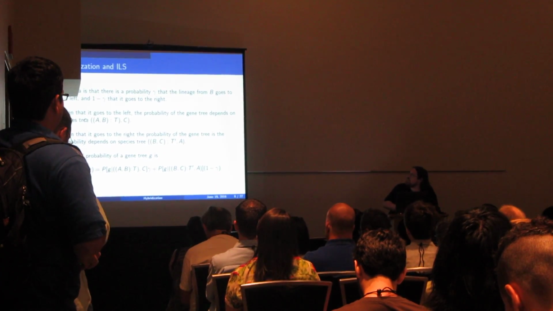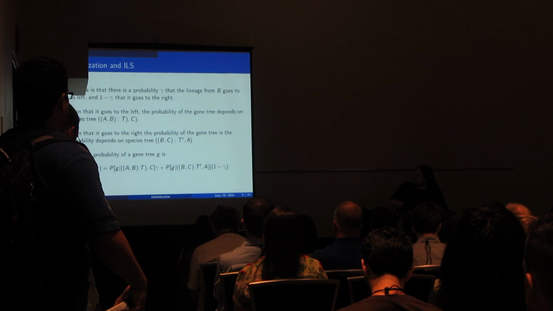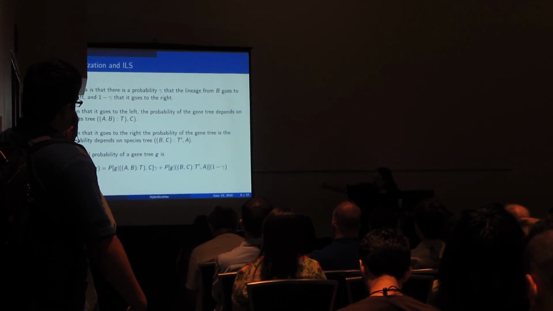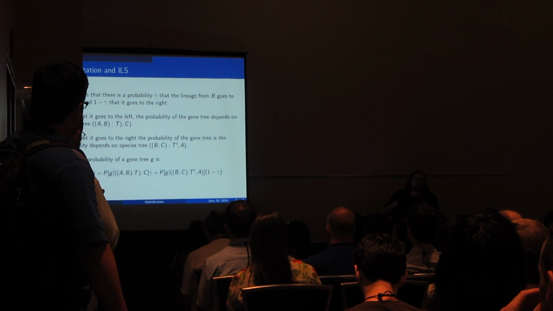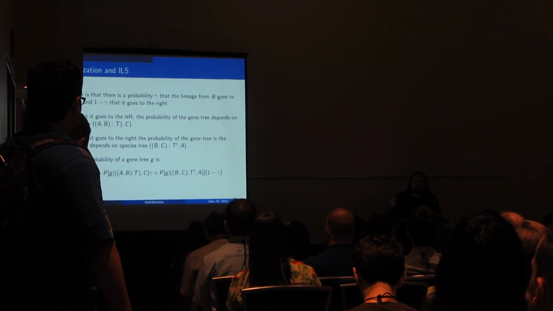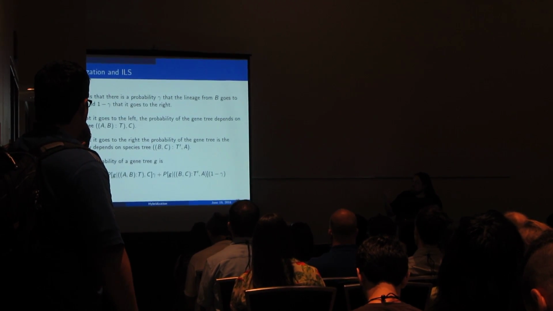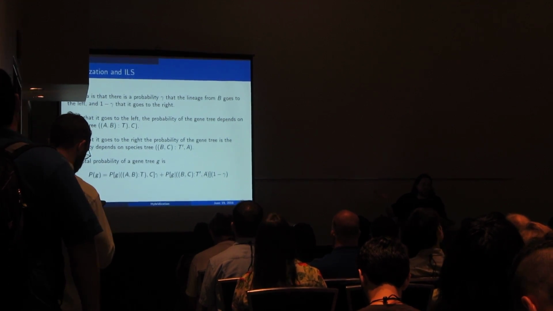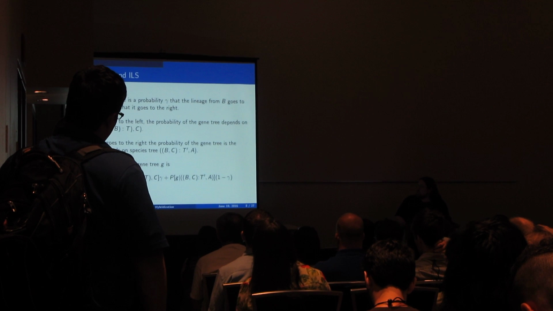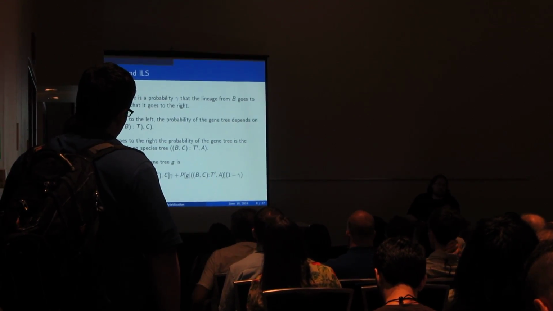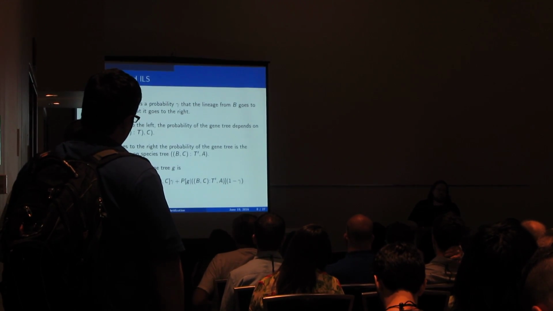Okay, so there's just an equation for writing the probability of the gene tree conditional on which of these species tree representations make sense, depending on whether it went to the left or the right. And in Meng and Kubatko, who first introduced this approach, these are called parental species trees.